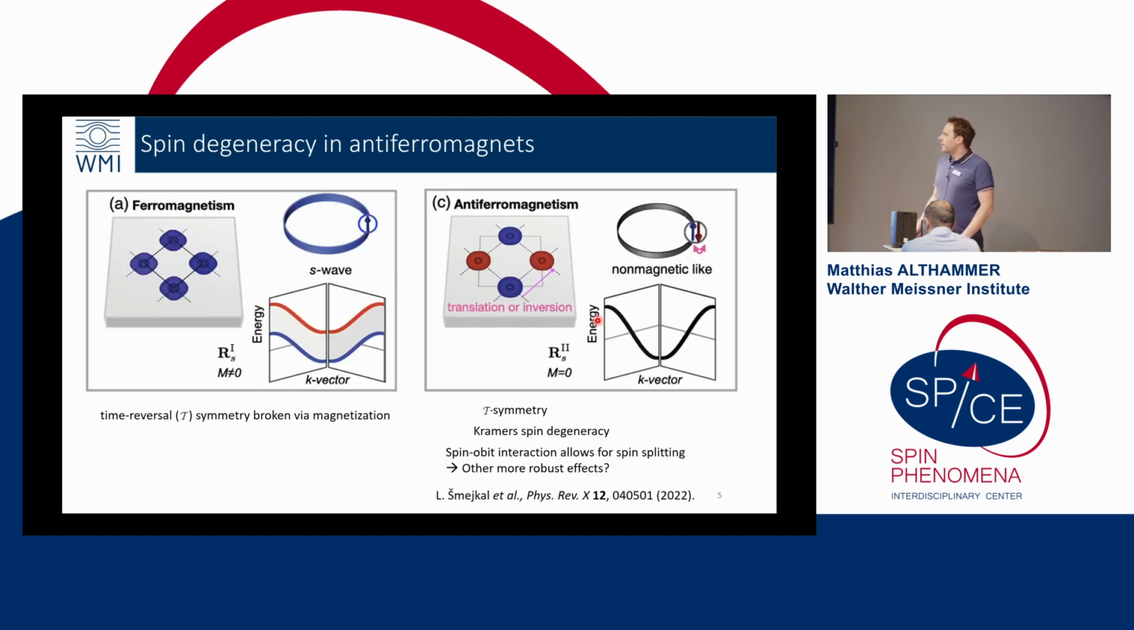Now, why is there so much movement in antiferromagnetism, and what is going on there? Initially, spintronics dealt a lot with ferromagnetism, and this comes from the fact that you already have time reversal symmetry broken in the system via the magnetization, and in this way you get spin-split bands for the electrons.